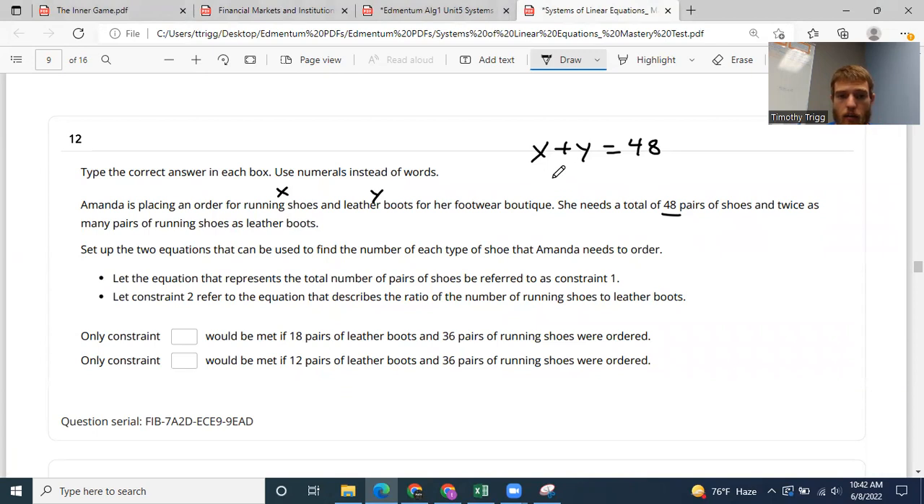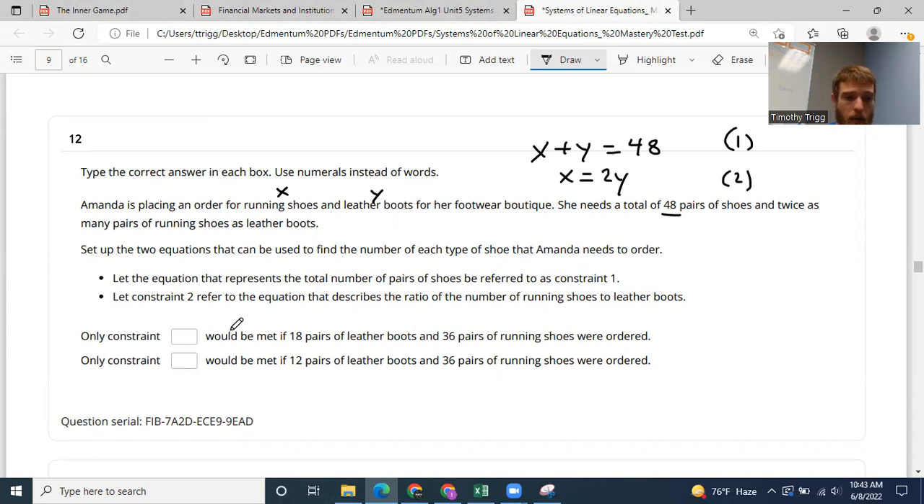So the number of running shoes is twice the amount of leather boots. Okay, so we set up the two equations. Let the equation that represents the total number of pairs of shoes be referred to as constraint 1. So this is constraint 1. And the second equation is constraint 2.